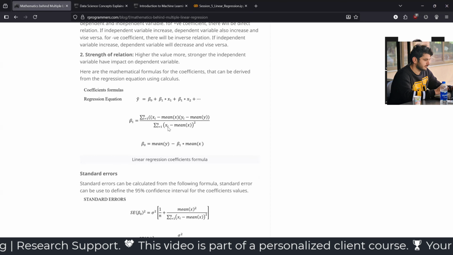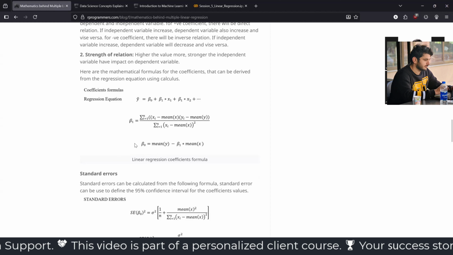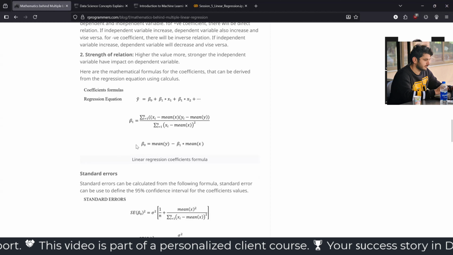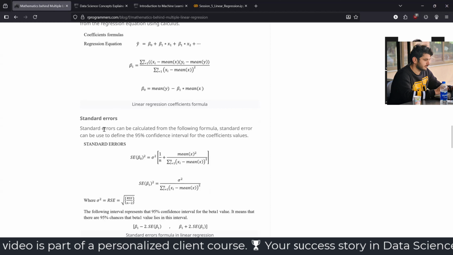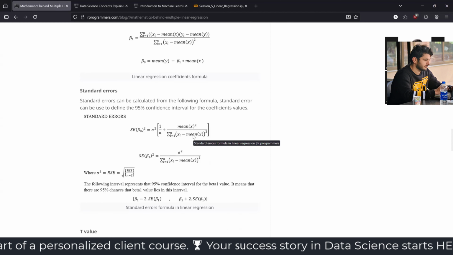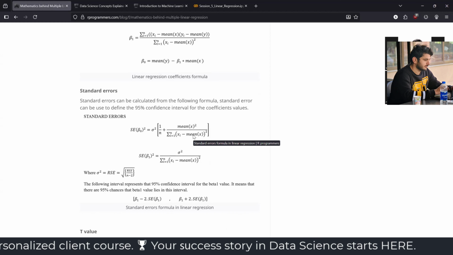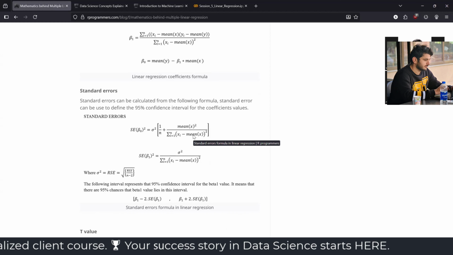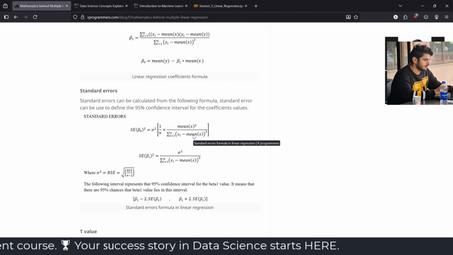Okay. Now, similarly, we have a formula for beta naught, and based on these beta 1 and beta naught, we get standard errors with this mathematical formula. So you really don't need to learn all these formulas. But if you are preparing for some interview or some public speaking or demo, then you should know that.